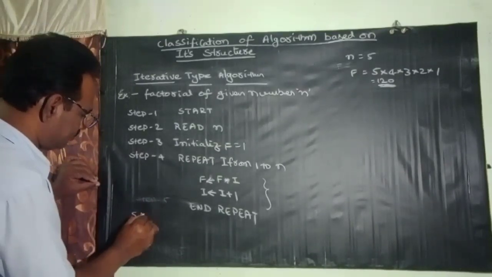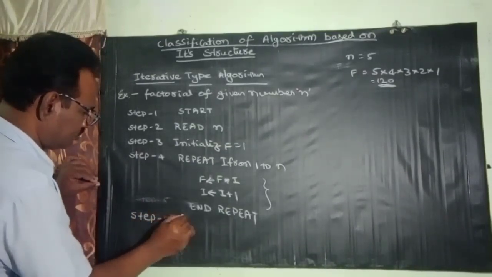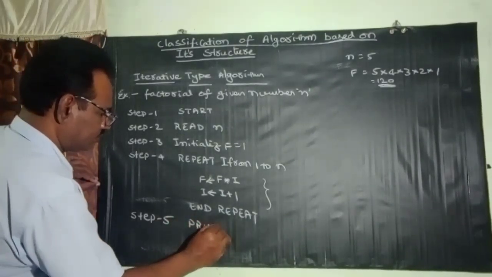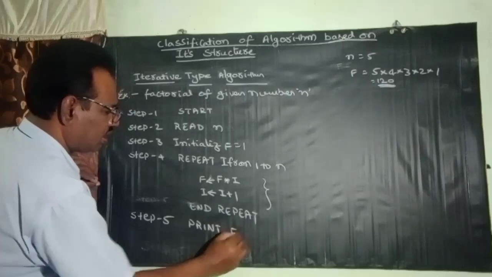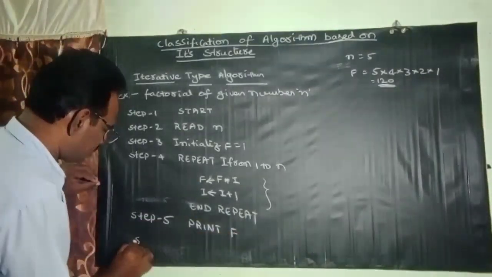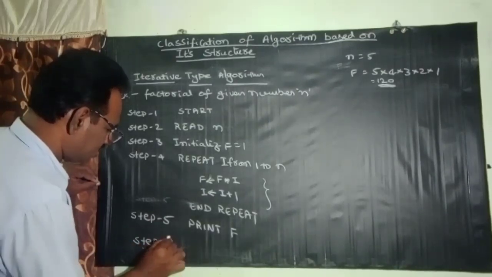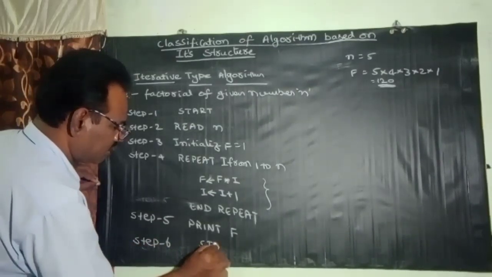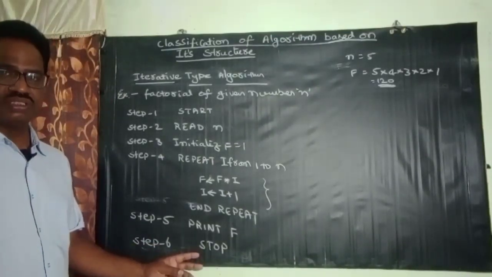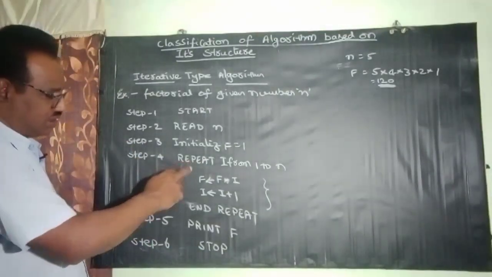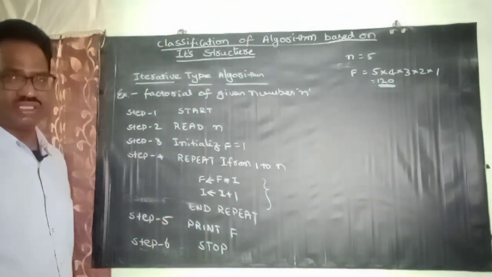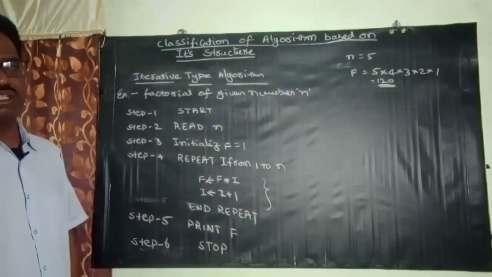Step 5, print. What I have to print? The updated value of f, that is the result. Step 6, the last part of the algorithm, is stop. This is the example. In this particular algorithm, this part will repeat for finding the solution. This is the example for an iterative type algorithm.